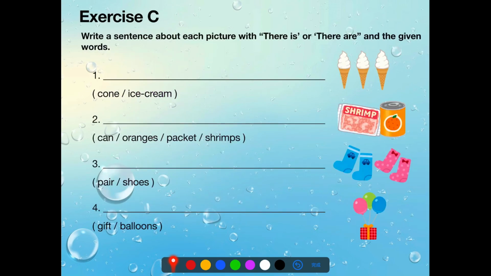Now, let's try exercise C. Write a sentence about each picture with there is or there are and the given words. Take your time.